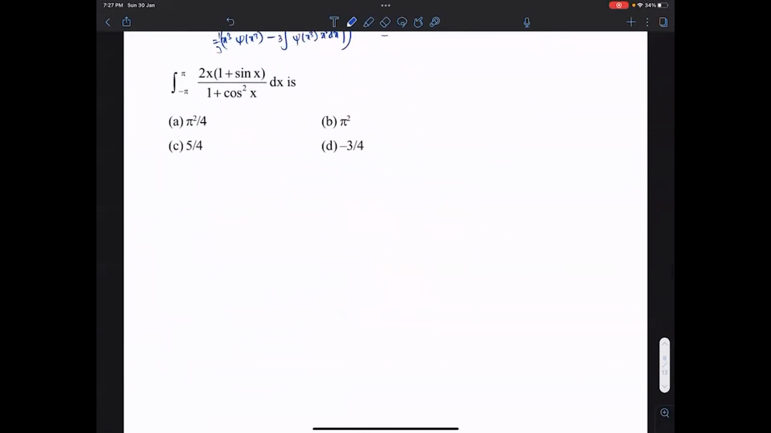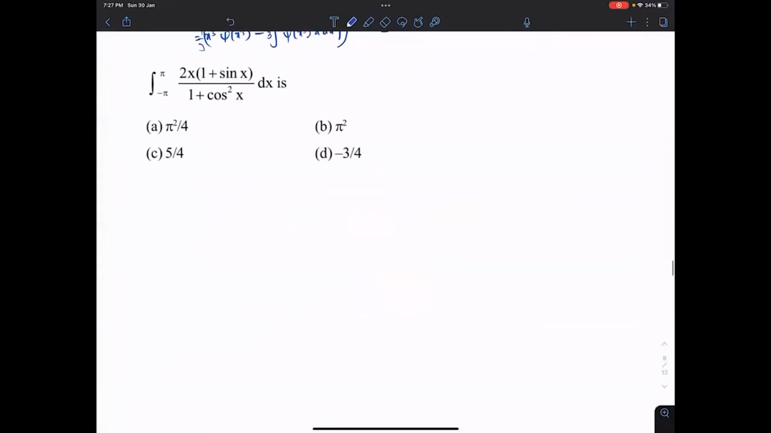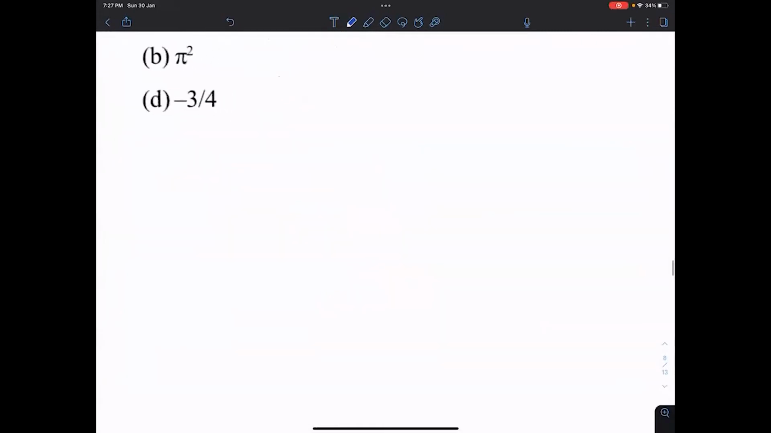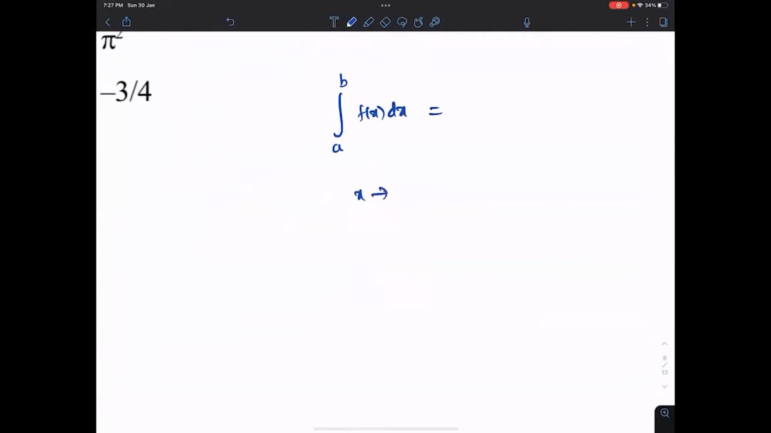Next, let us see some definite integration also. In definite integration, you all know the very most important rule: integral a to b f of x dx. In this integration, wherever there is x, you can replace it by a plus b minus x, not in dx but in the function. Wherever there is x, you can replace it by upper limit plus lower limit minus x. The integration value will not change.